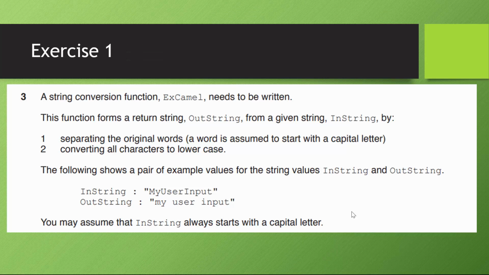Our first one says a string conversion function, xcaml, needs to be written. This function forms a return string, outstring, from a given string, instring by doing the following. 1. Separating the original words. A word is assumed to start with a capital letter, converting all characters to lowercase. The following shows a pair of example values for the string values instring and outstring. So if we have the instring my user input, it converts it all to lowercase, and it separates each word by a space. You may assume that instring always starts with a capital letter.